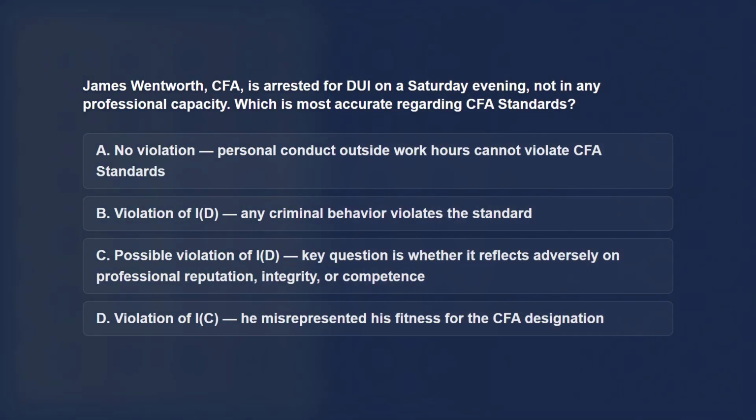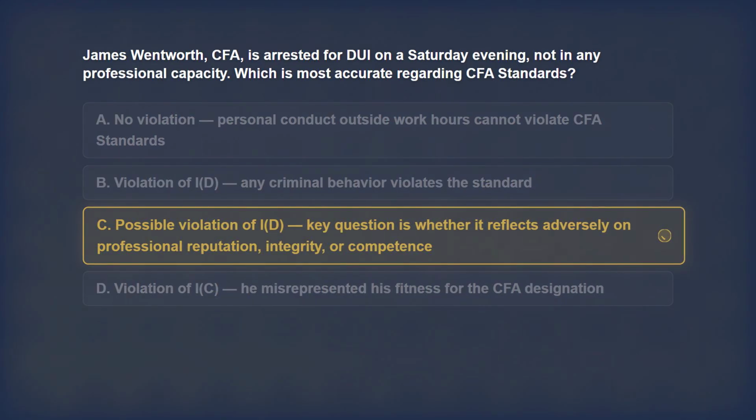A. No violation. Personal conduct outside work hours cannot violate CFA standards. B. Violation of Standard I(D). Any criminal behavior violates the standard. C. Possible violation of Standard I(D). The key question is whether the act reflects adversely on professional reputation, integrity, or competence. D. Violation of Standard I(C). He misrepresented his fitness for the CFA designation.